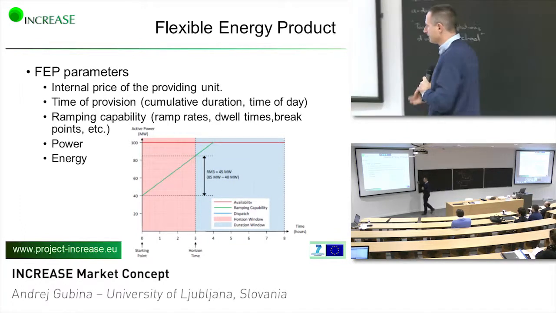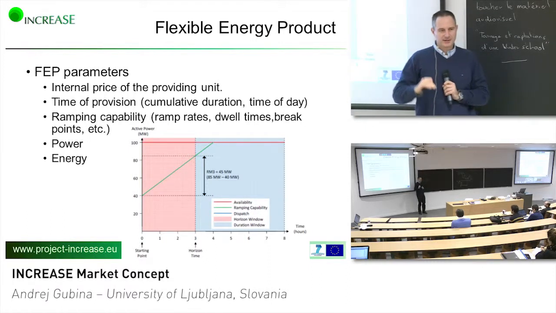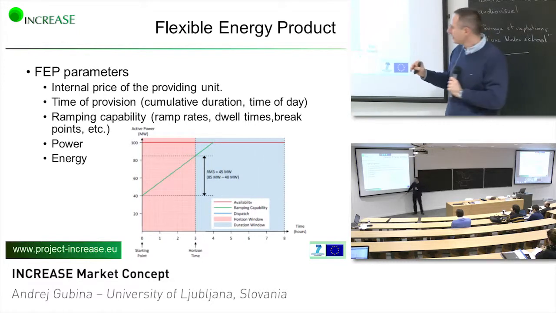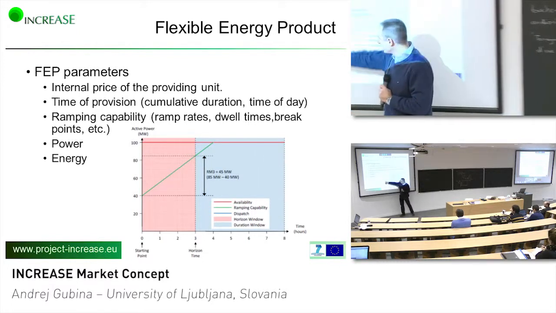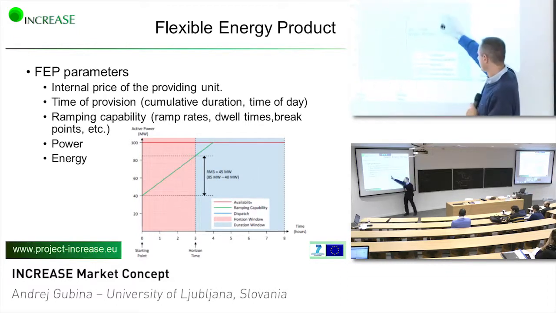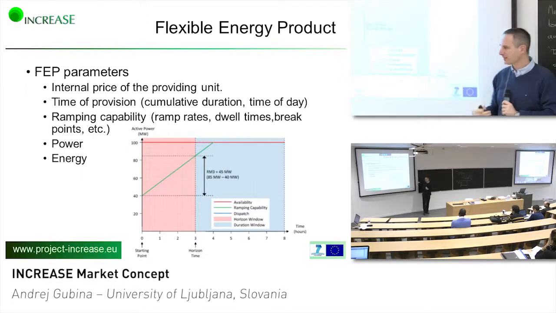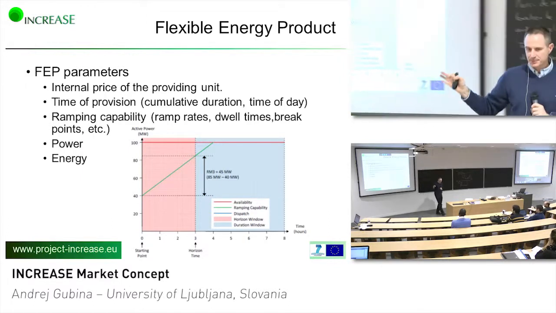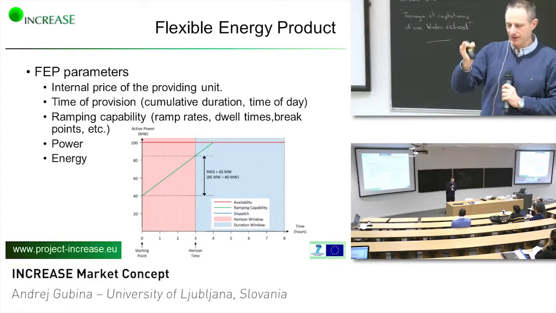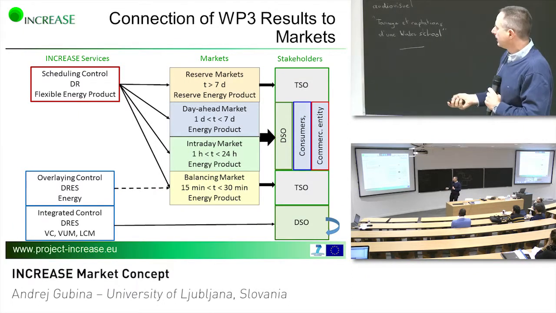In effect, this picture is taken from the Irish TSO. They are trying to define an ancillary service called ramping capability, or ramping. It defines how quickly it must ramp from, let's say, 40 to 100%, and how long it must stay in a certain region. There are several products, but this was a service with technical parameters defined and its cost defined.